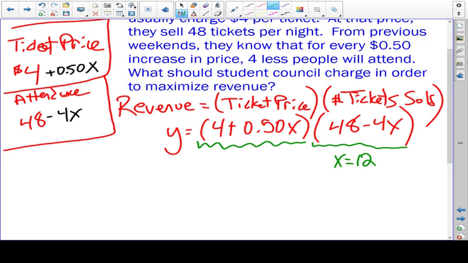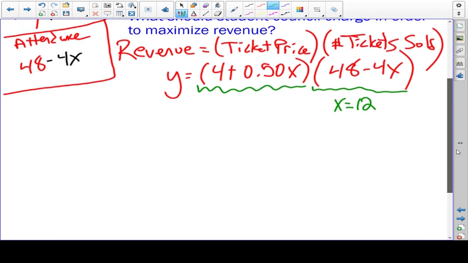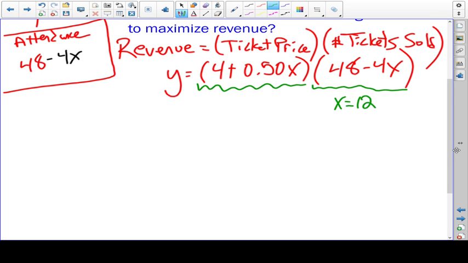Trickier question. What value of x makes that equal to 0? Now that's a tough one. So how can we figure this out? Well, we can actually write it out, and we could have written it out anytime we did this. If we set this equal to 0, we would write it like that: 4 plus 0.50x equals 0.